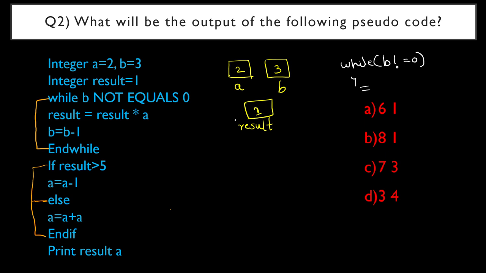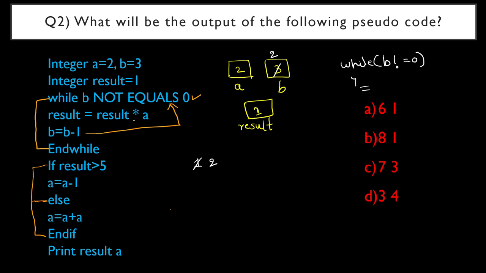Result equal to result into A. Initially the value of result is 1. So now result equal to result into A. Now result 1 into the value of A, which is 2. So the updated value of result became 2. Now we said B equal to B minus 1. So the value of B became 2. Since this is a loop, it goes back to the condition checking. While B is not equal to 0, this condition became true. Why? Because B is 2, it is not equal to 0.